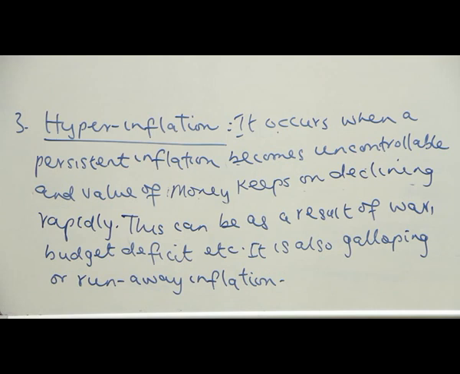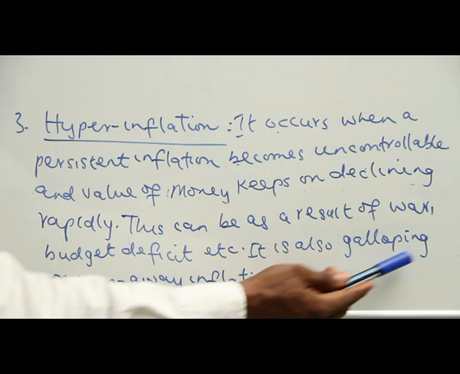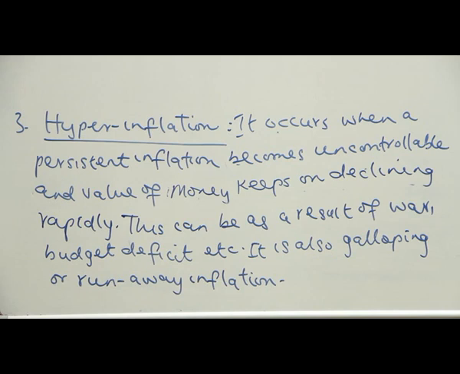It is also called galloping or runaway inflation. So here, it is not as a result of cost of production or as a result of large volume of money circulation, but it can be as a result of war or budget deficit. Once the value of money continues declining, that the monetary authority find it difficult to control, then the inflation will now become what we call hyperinflation.